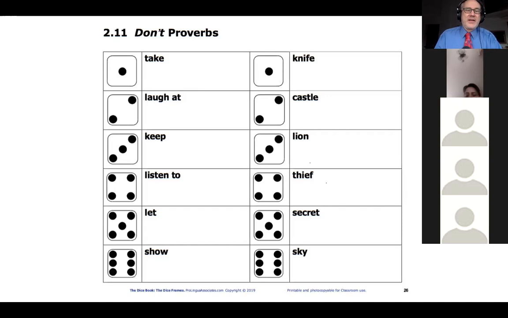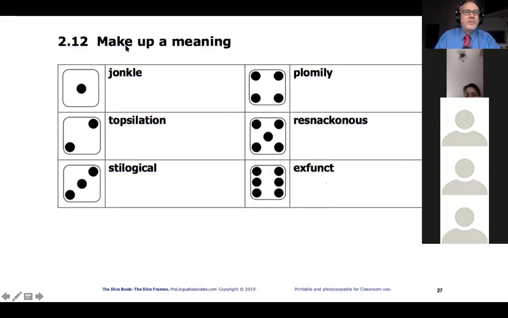Ciao. Okay, so I think this is a good way of getting students to take the leap into higher order thinking skills. Creating very interesting poetic language. Now let's go on to a more creative thinking. Okay, this one's called make up a meaning. These are words that don't really exist, but we're going to pretend they do, and then we're going to define them.